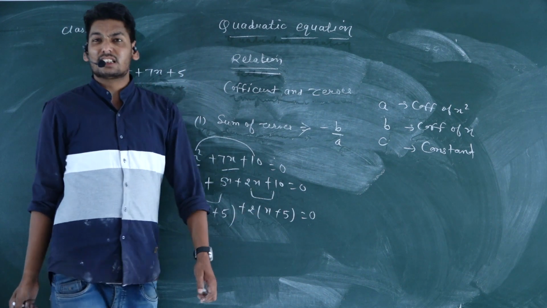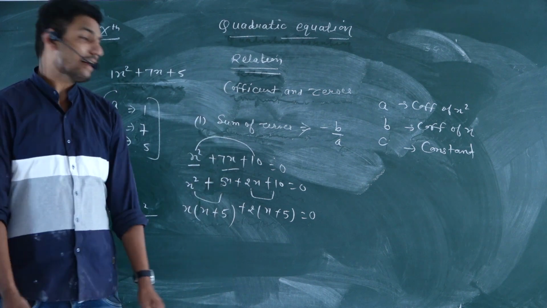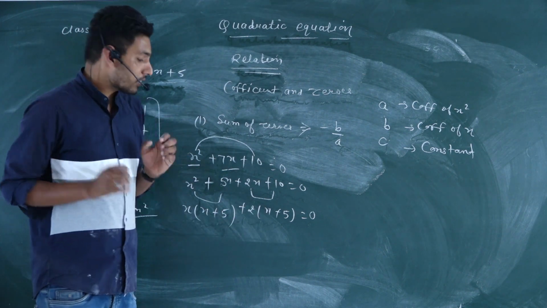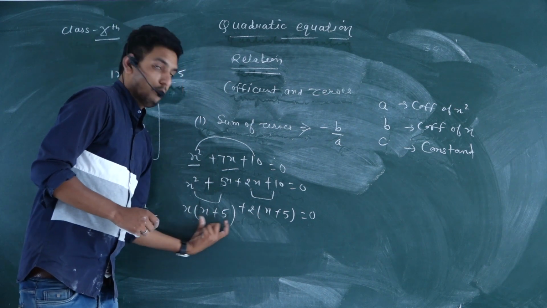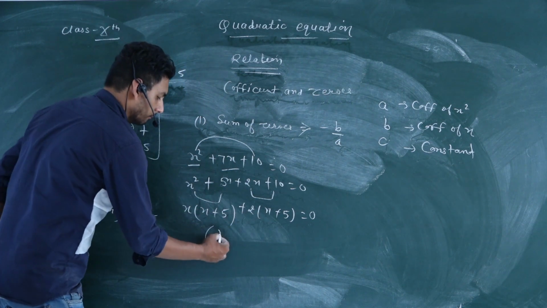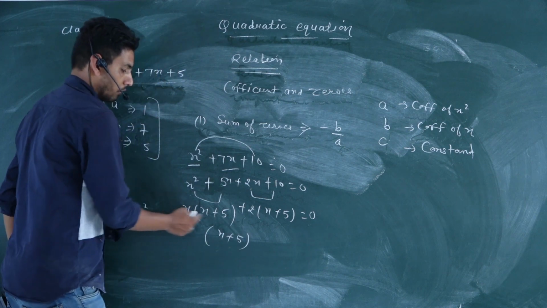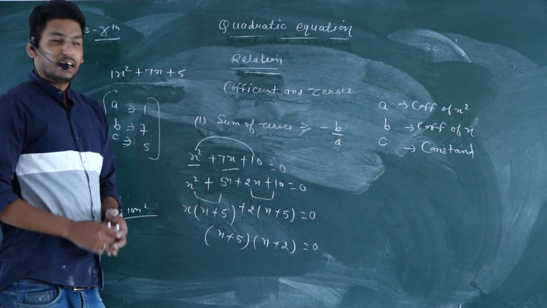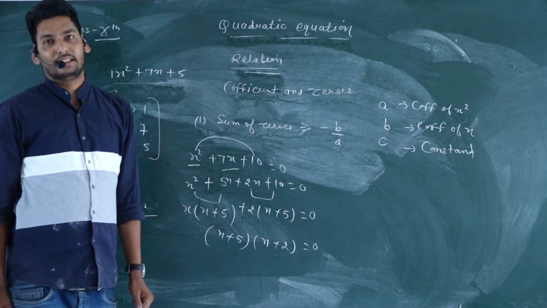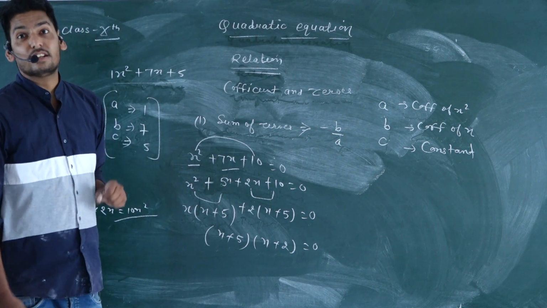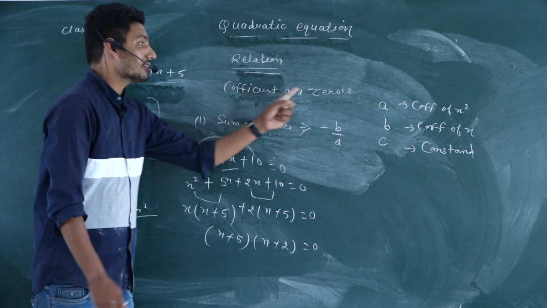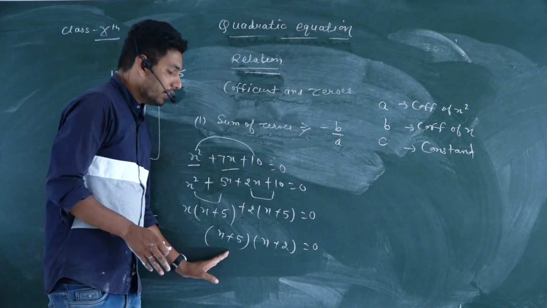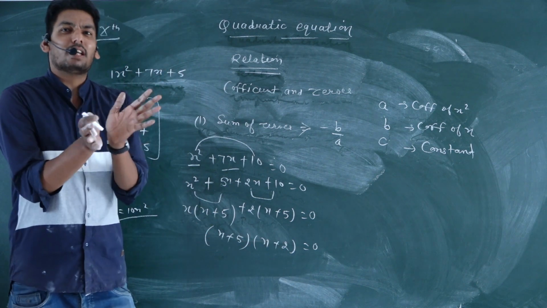Students, to check whether your answer is correct or not, we check that both brackets are the same, then your answer is correct. Okay students, then we take one x plus 5, and the other x plus 2, equal to 0. That means, students, these are the factors. How to find the zeros? Because we require the zeros. Then how to find the zeros? Students, we put the factors one by one equal to 0.